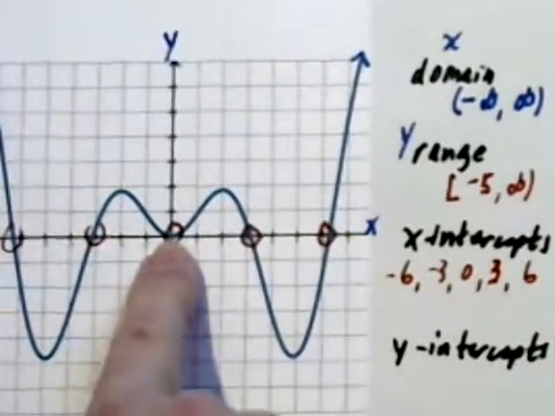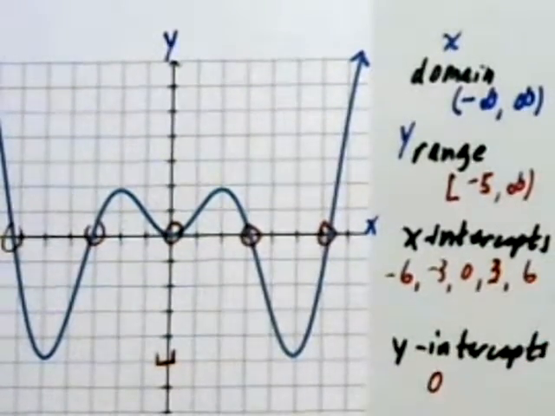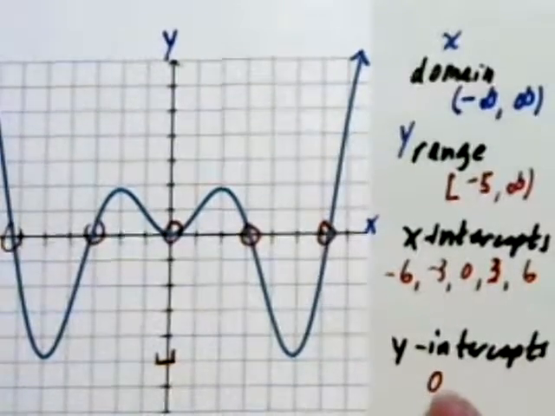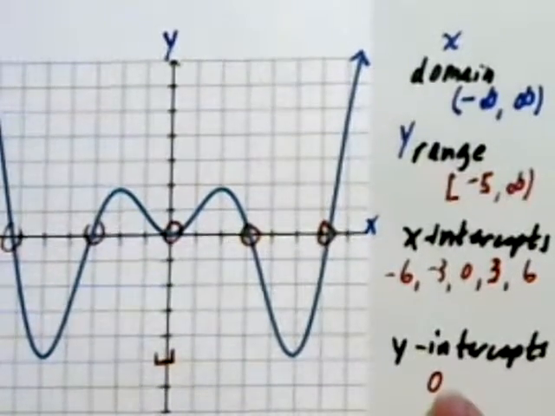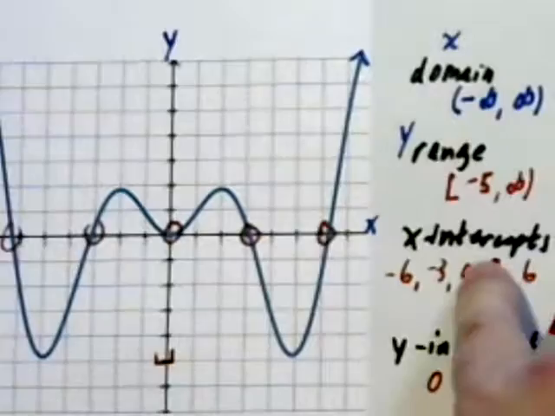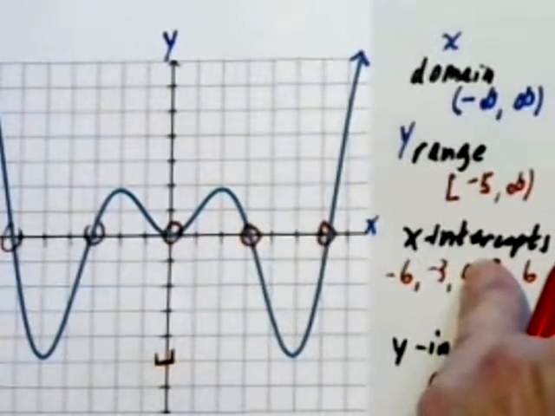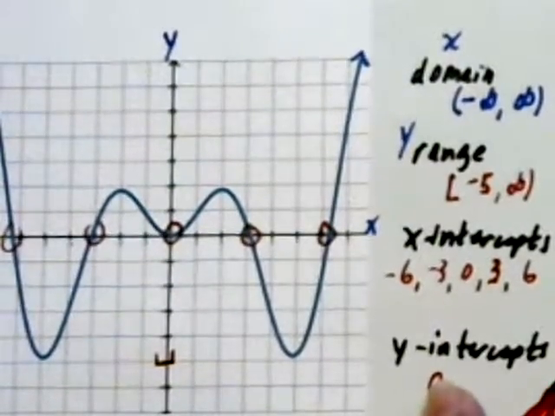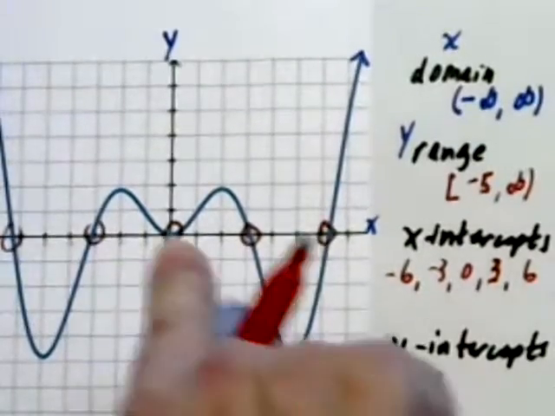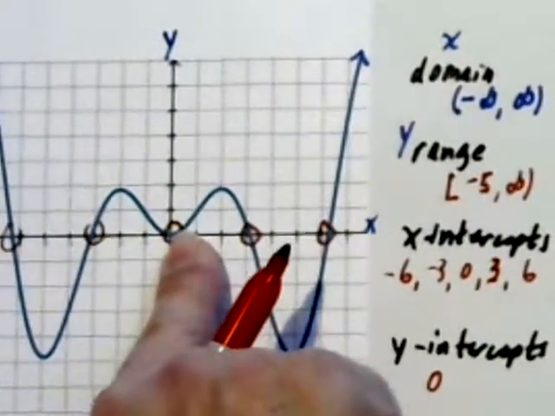Y-intercepts. We just have the one here at 0, and that's something that you might already be familiar with: whenever you do have an x-intercept of 0, which is the origin, you're also going to have a y-intercept there at that origin, 0, 0.